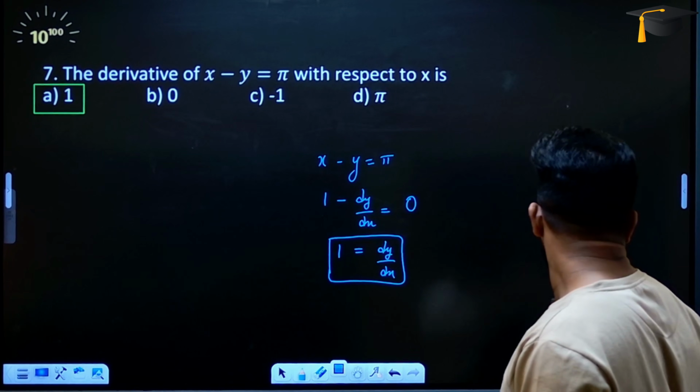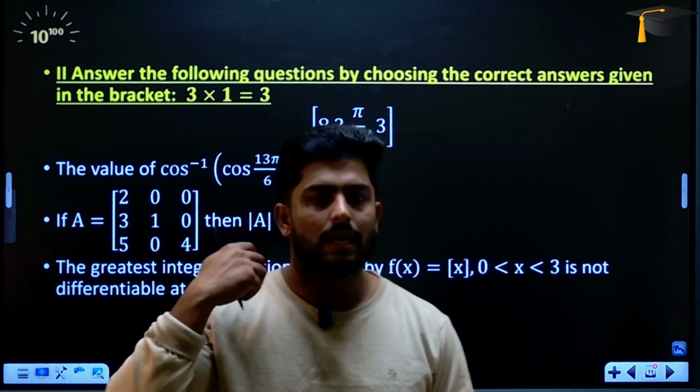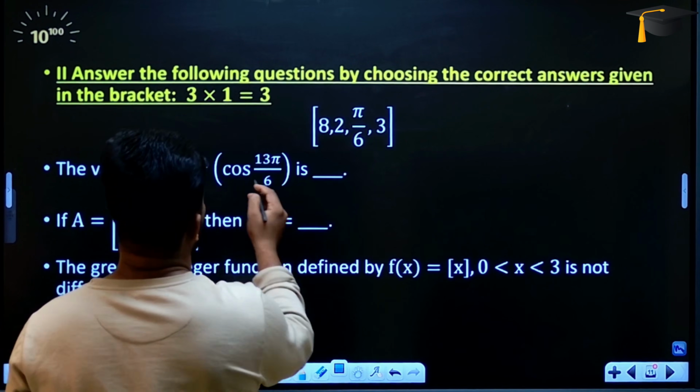Okay, so we are done with MCQs. Next, fill in the blanks. We will have 3 fill in the blanks. Let's answer that. So it is cos inverse of cos 13 pi by 6.